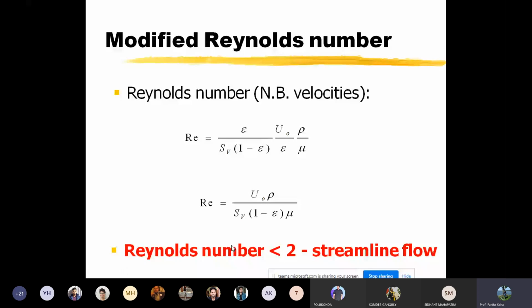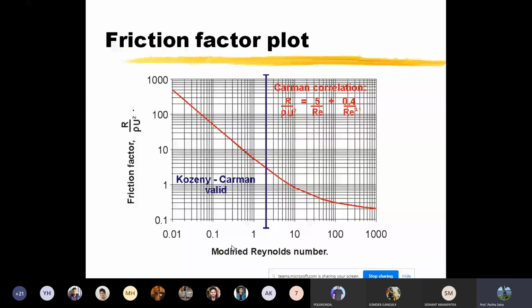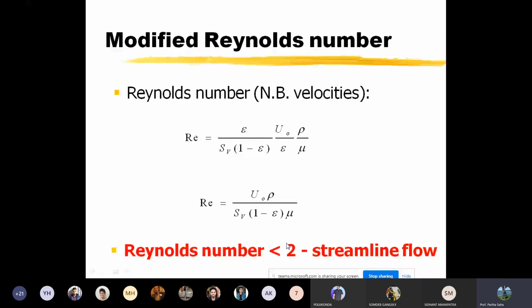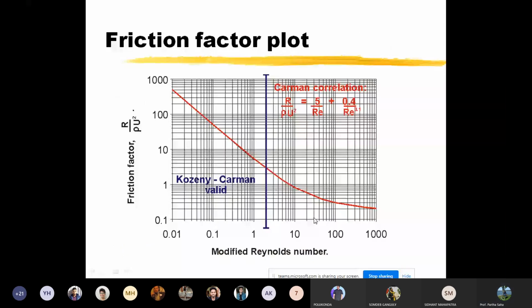So people have found that for fluid flow through porous media, the expression is like that. The modified Reynolds number can be given by this expression, and then there is another term called the friction factor, given by R by rho U square. The relationship is this, and then it can be divided in two parts. One is the Kozeny-Kármán equation, and then the Ergun correlation. So these expressions are given in the next slide.